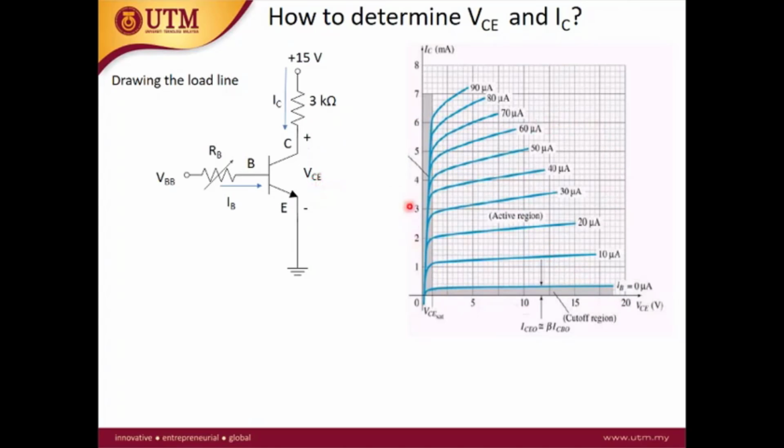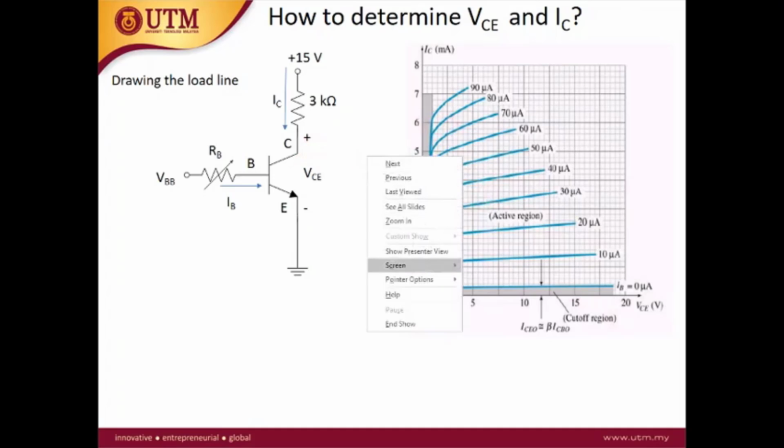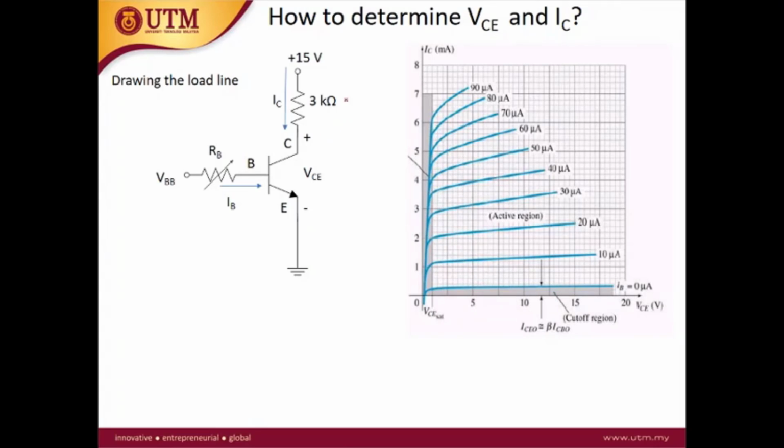The result is obtained based on the plot and the analysis. The procedure to draw the load line for the BJT is that we need to do the KVL. We need to do KVL.